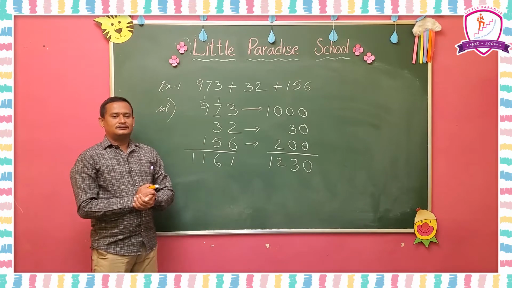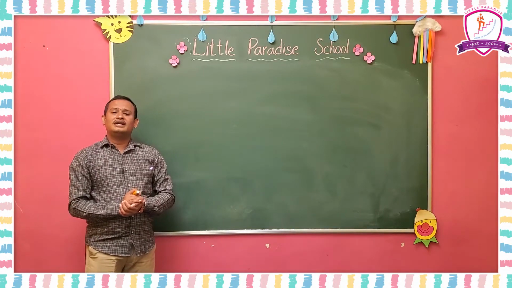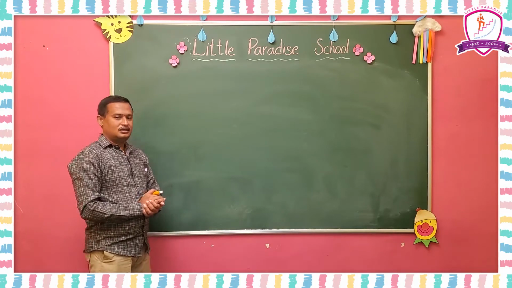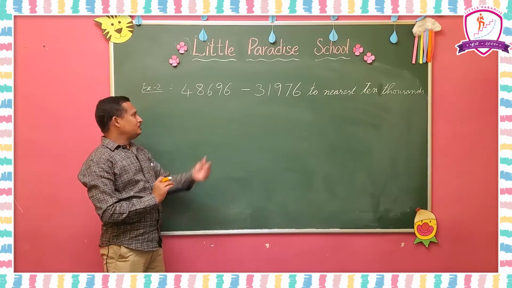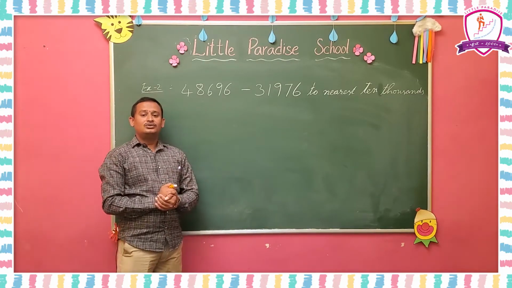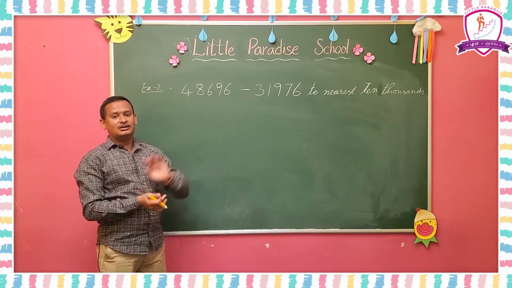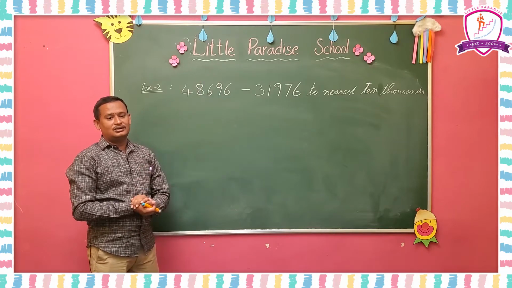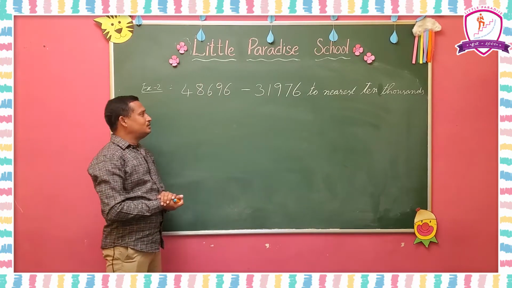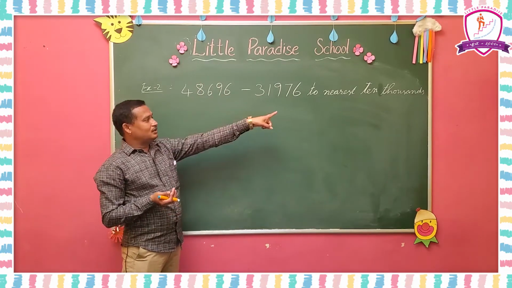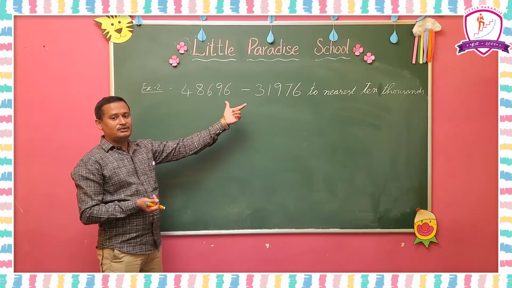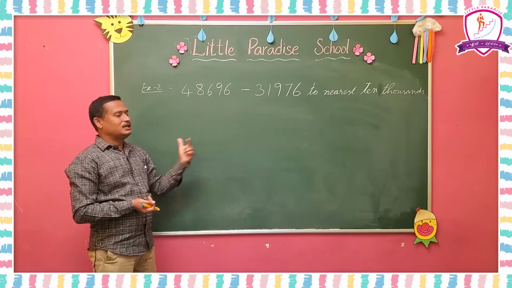Understood? Next, let us discuss estimating difference. Now I am going to explain with an example. We are going to find the difference of these two numbers to the nearest 10,000. Since 10,000 is mentioned here, we have to round off these two numbers to the 10,000s. Then we have to find the difference.